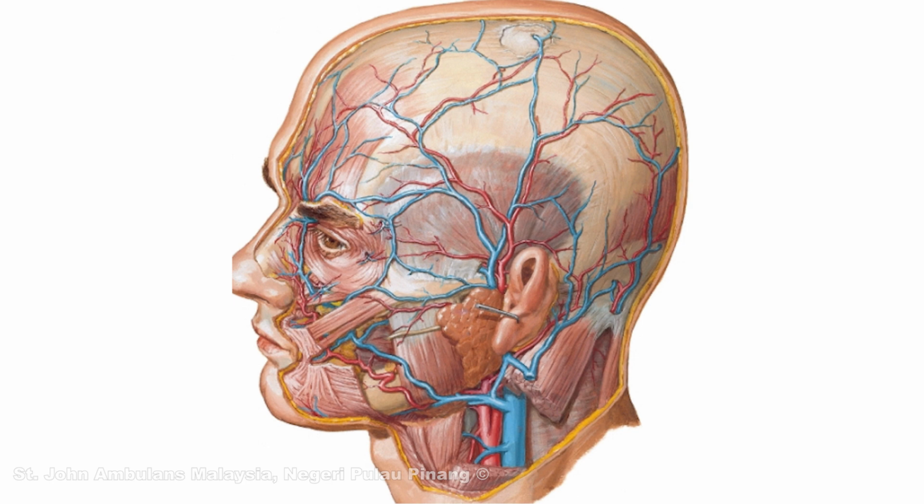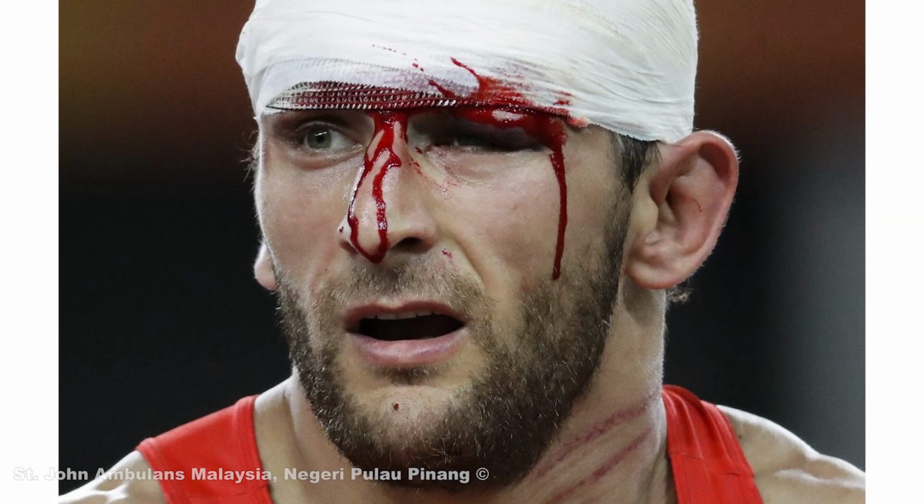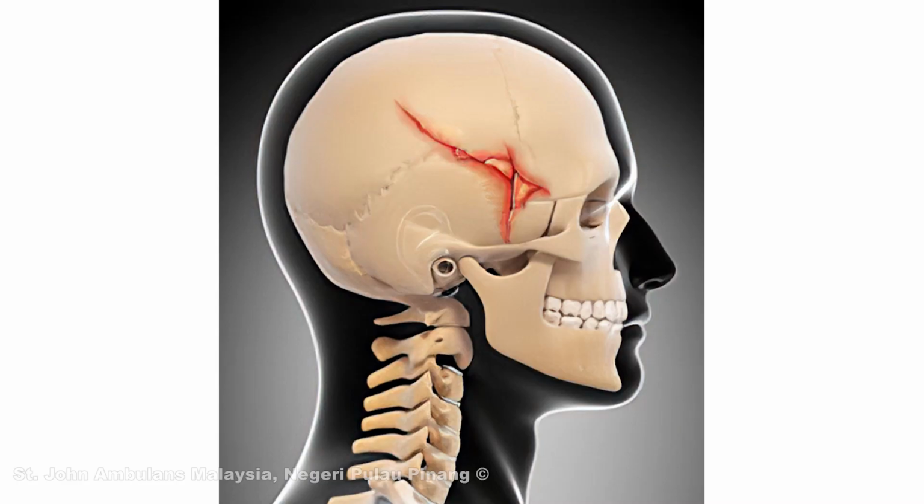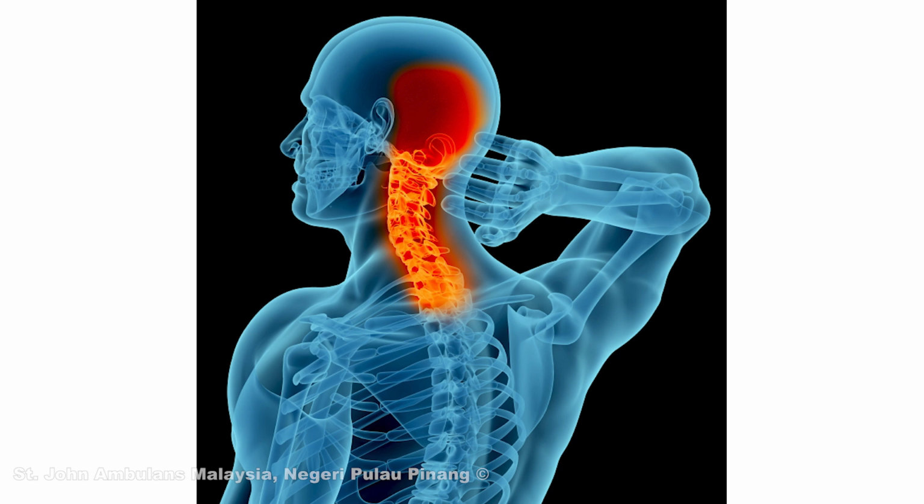There are many small blood vessels running close to the skin surface of our head, so any cut can result in profuse bleeding. In some cases, a wound on the head can lead to a more serious underlying head injury, such as a skull fracture, or may be associated with a neck injury.